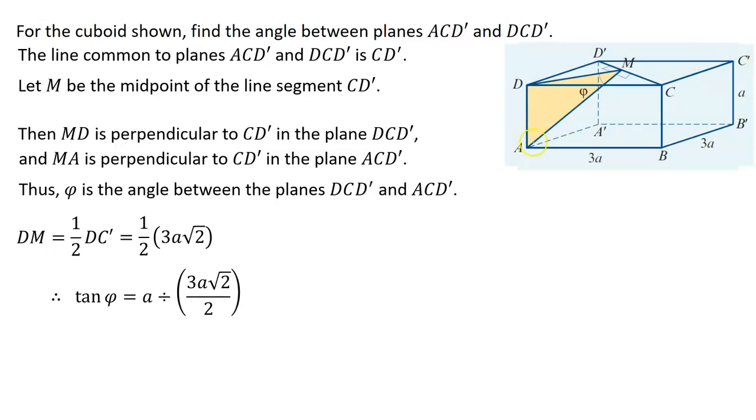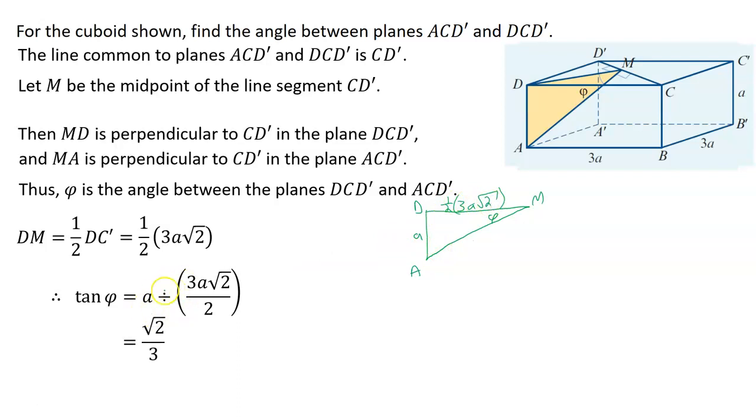And so I know this length, that's the one I just found up here, and I know this length. As I said in the previous lesson, this would be much better if I drew this out. That's phi that I'm trying to find. This is A, and this is DM. And so I've got opposite and I've got adjacent. So tan phi equals A divided by this DM.